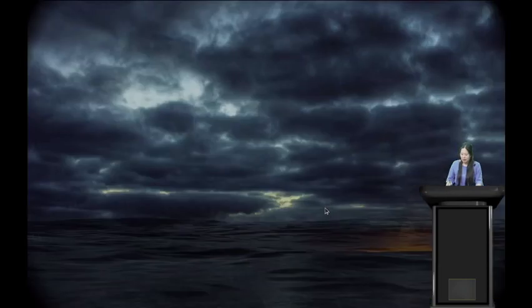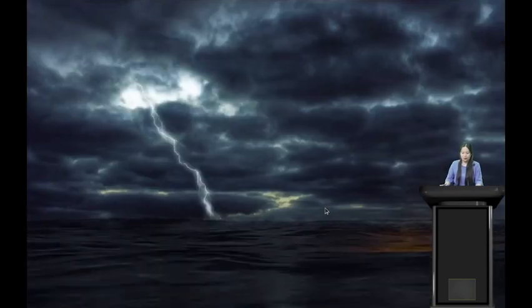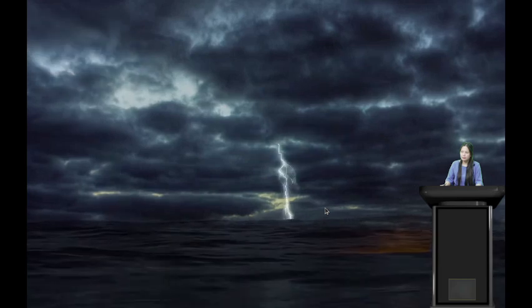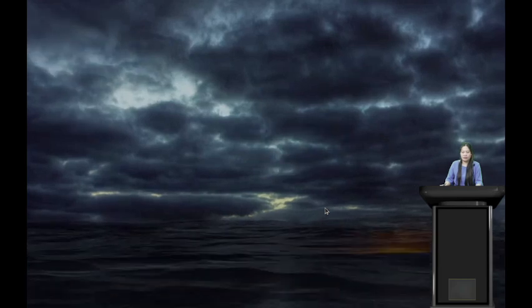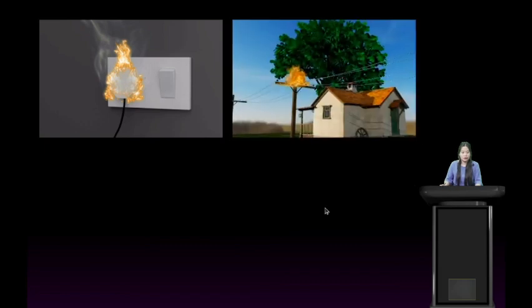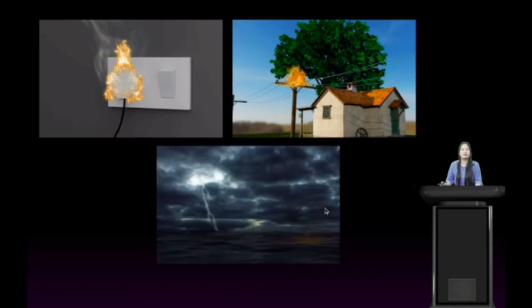Yes, students, let us see here. Now here we see lightning. On dark, rainy days, sometimes we see lightning with thunderstorm. So this is lightning. Here we see the electric socket catching fire, the electric wires catching fire, and we see lightning. So what are these?